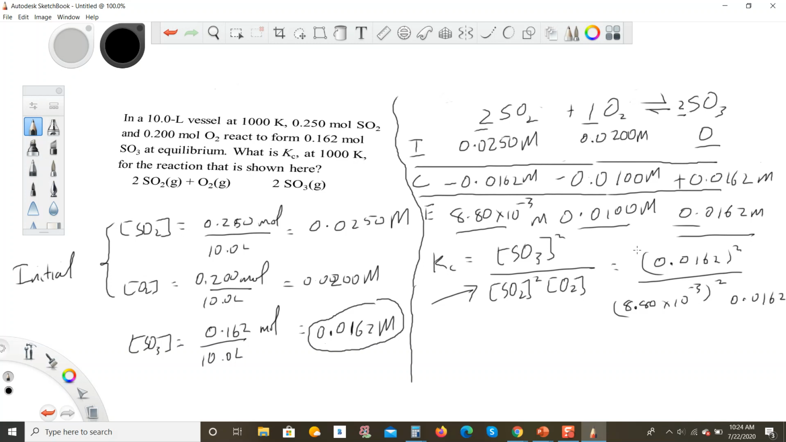0.0162 squared divided by 8.80 times 10 to the minus 3 squared, divided by 0.0100. According to my calculations, this works out to be 209. So the Kc value here is equal to 209. And again, we don't need to worry about any units for Kc, as I said before. All right, so that's it for this example. The next example will be done in the next video coming up.